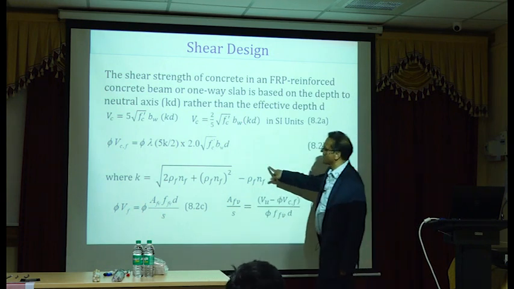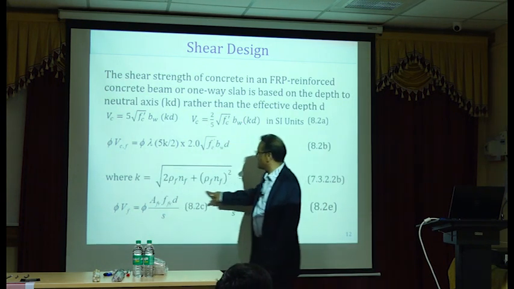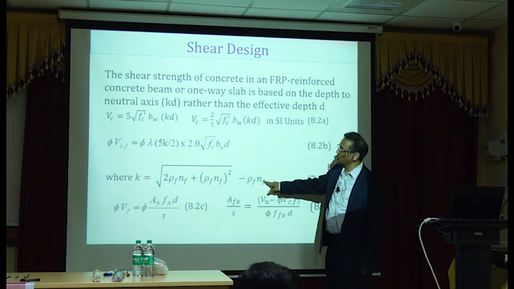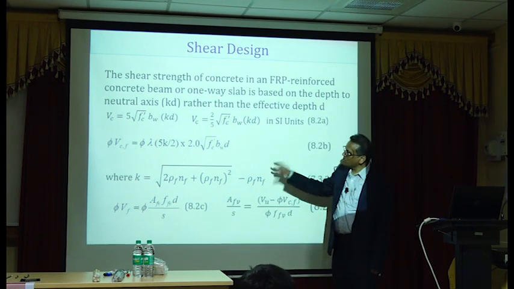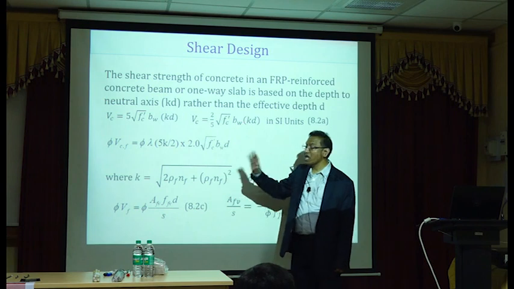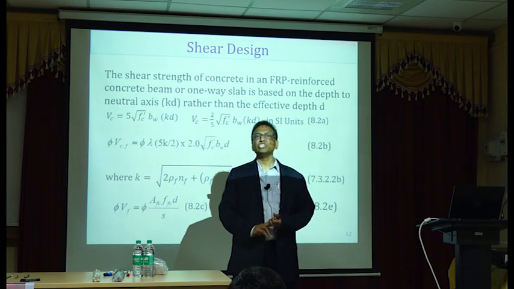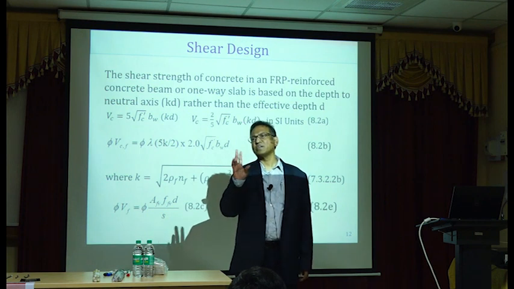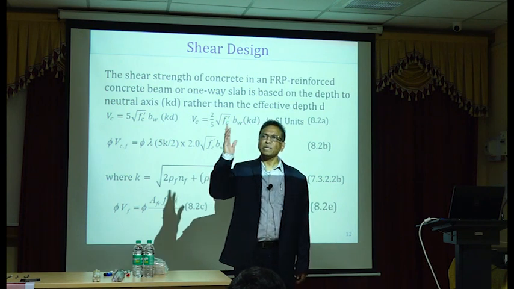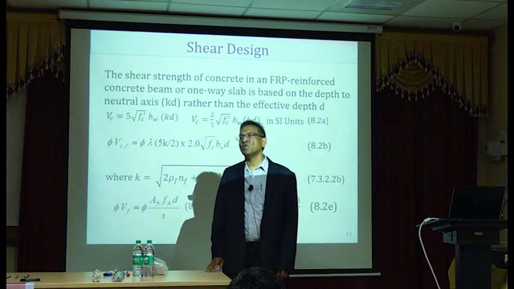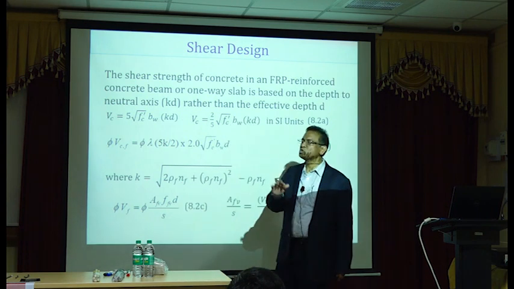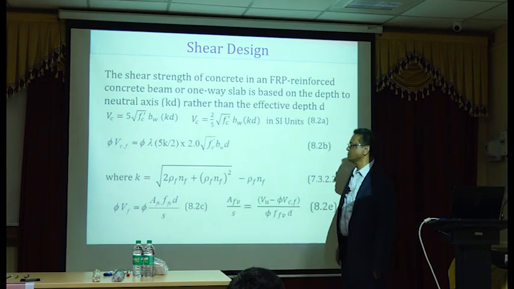Anyway, k is derived as this expression here. Plug in all the numbers and you get your value of k. k cannot be greater than 1, never ever will be greater than 1. The normal range is about 0.18, let's say 0.2 plus or minus 0.03. So it will be close to 0.2 d.